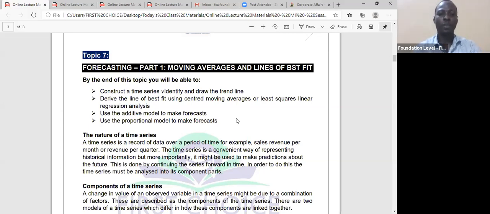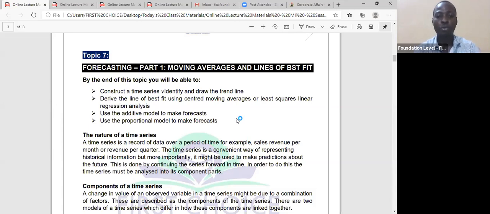Forecasting is the topic for today, and we'll be looking at, in particular, what we call moving averages and lines of best fit. By the end of this topic, you will be able to construct a time series. You also identify and draw the trend line. You will derive a line of best fit using what is called centered moving averages or least square linear regression analysis. These are the things that will be covered in part 1.